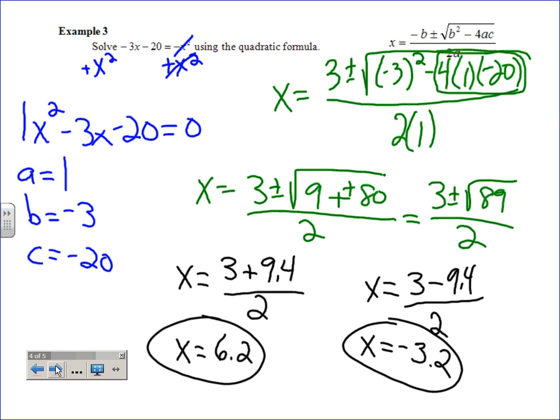Again, for those of you that remember parabolas from Algebra 2, this would be a smiley face parabola, and it would hit the x-axis at 6.2 and negative 3.2, approximately. I know it's a smiley face because it's a positive x squared. If it was a negative x squared, it'd be a frown.